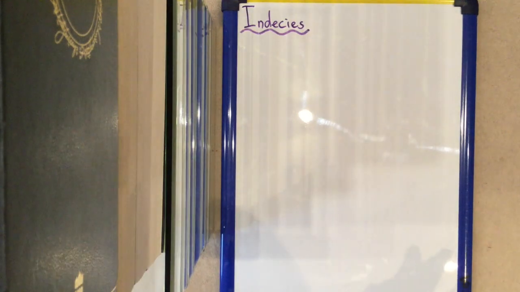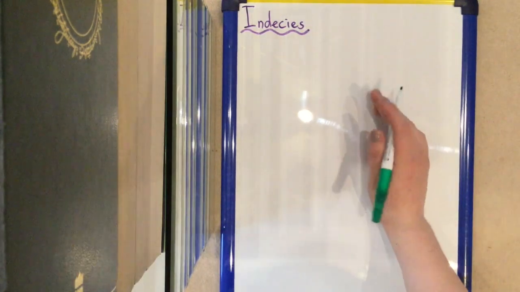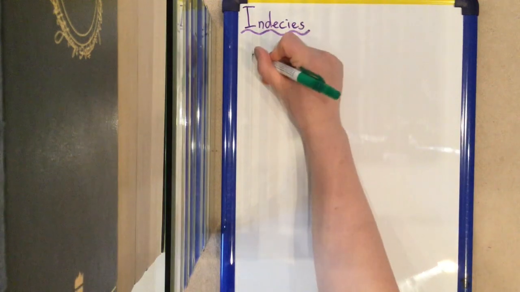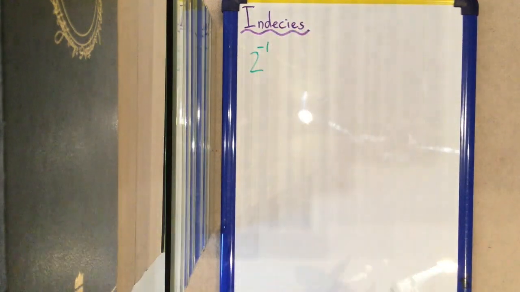Now we've mastered the basic index rules, we're going to move on to some slightly more complicated ones. These will likely come up in a GCSE or A-level or higher level paper. We're going to look at negative and fractional indices. The first one we're going to look at is 2 to the power of minus 1.